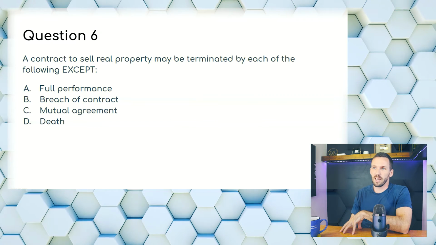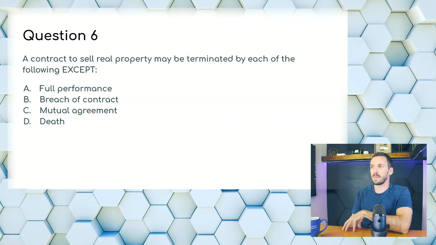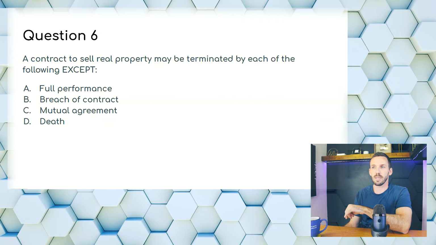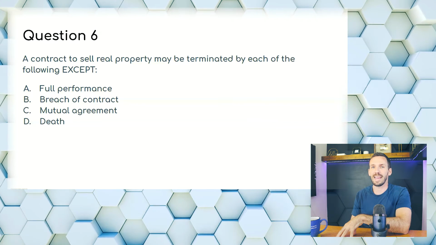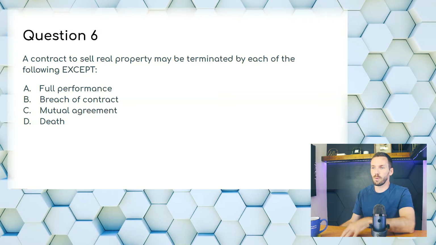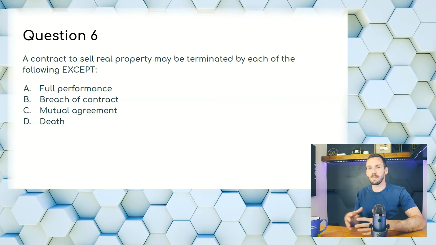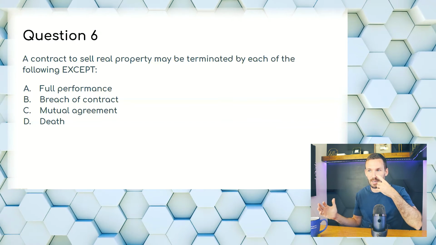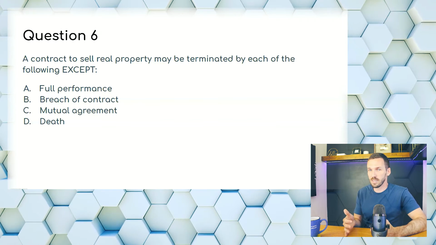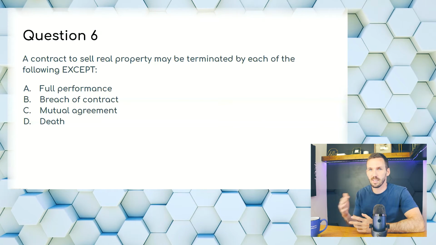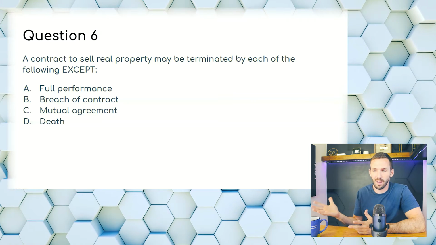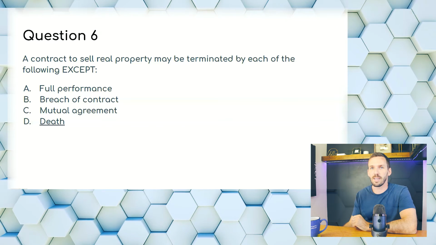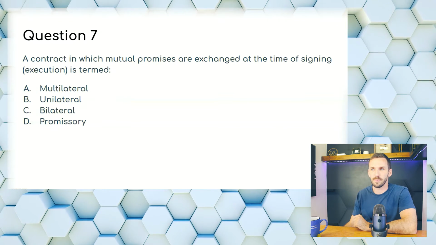Question 6. A contract to sell real property may be terminated by each of the following except: full performance, breach of contract, mutual agreement, or death. Full performance terminates it because it means it's done, right? It's completed. Breach of contract terminates it, although through court measures, things can come from that, right? If both parties agree, then why not? So death can terminate it. The answer here is D.